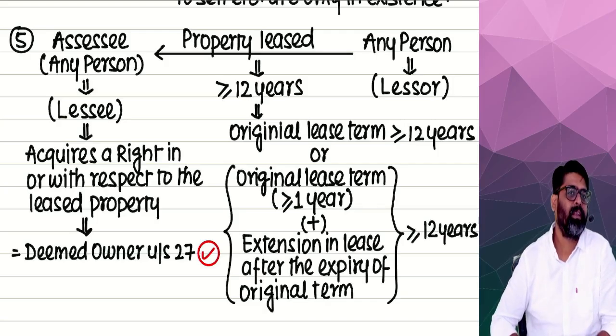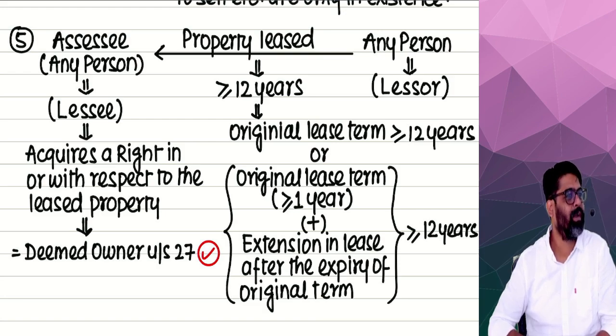Now tell me, within these 20 years, if you give the property on rent, you start earning income of this property. Who should pay tax? Legal owner or you? But you are not the legal owner.